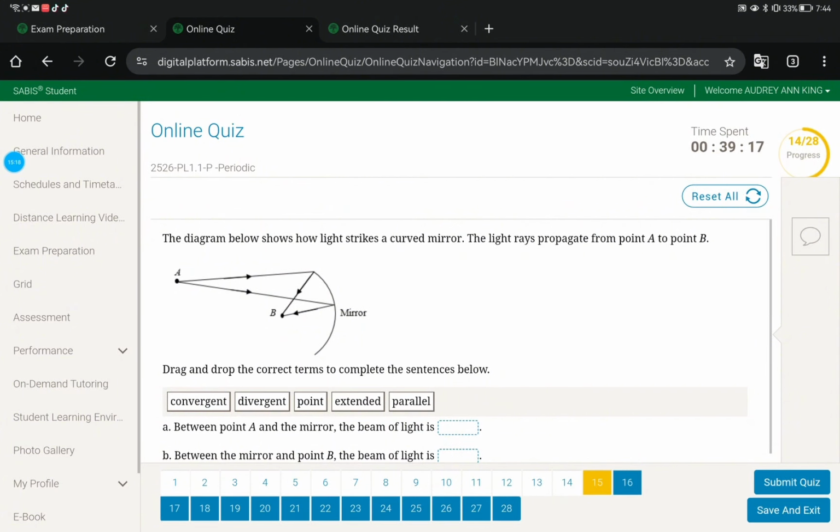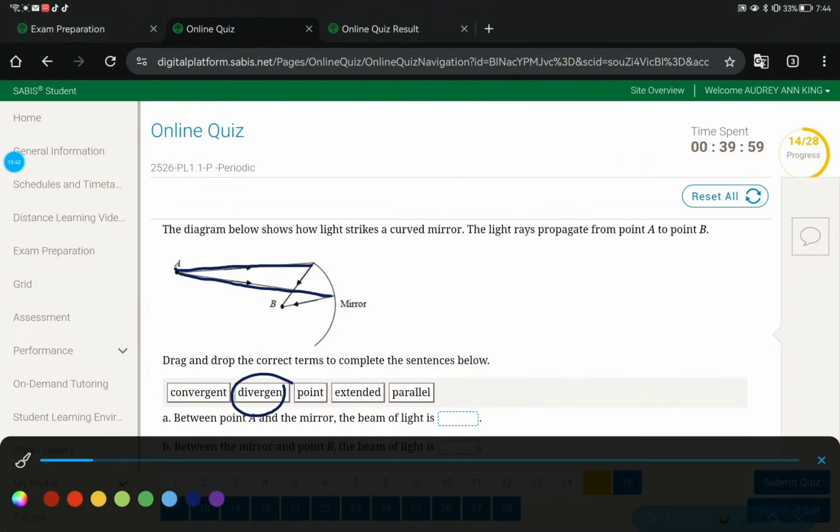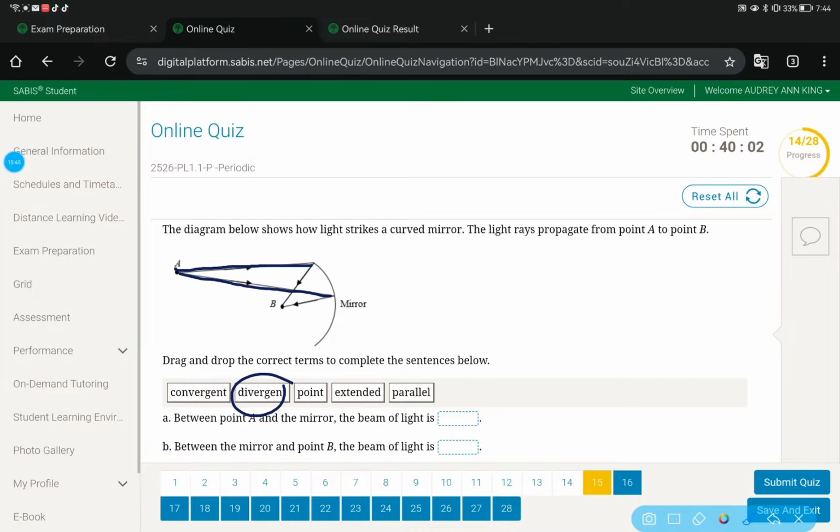The diagram below shows how light strikes a curved mirror. The light rays propagate from point A to point B. Between point A and the mirror, the beam of light... Okay, so between point A and the mirror, starting from A and moving to the mirror, we can see it's going apart, so it's diverging. Now between the mirror and point B, starting from the mirror and going to point B over here, we can see it's meeting at one point, so it's convergence.